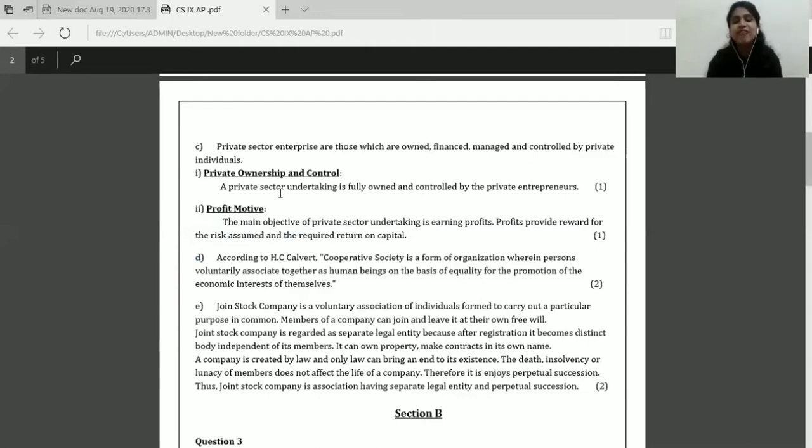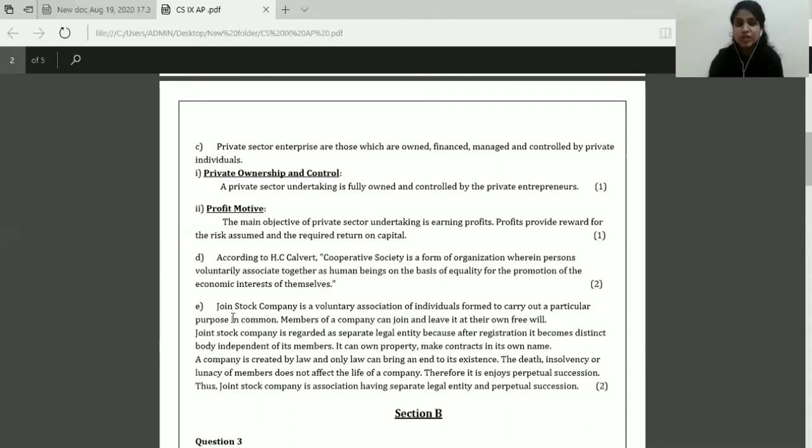Moving on to question 2D. Now again, define cooperative society. So you have to write the definition. You can choose any definition of your liking from the textbook, but you have to write it word to word. So we've taken the definition of H.C. Calvert, and we've written it down. If you write it word to word, exactly how it's given, you earn your 2 marks.